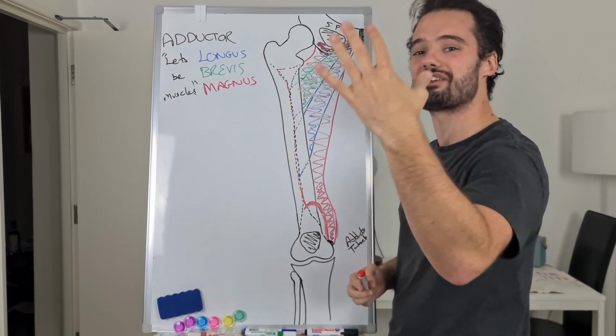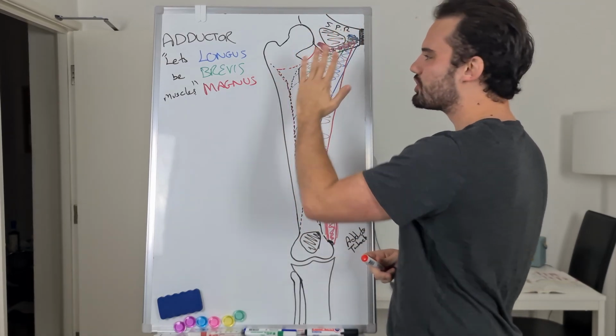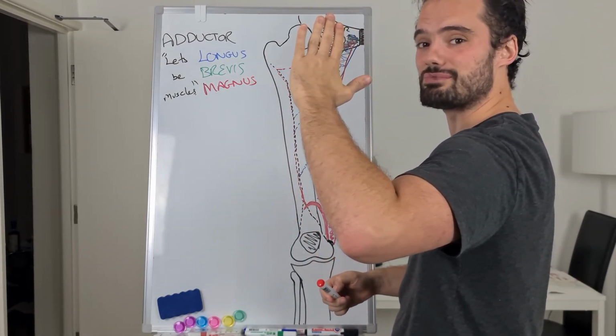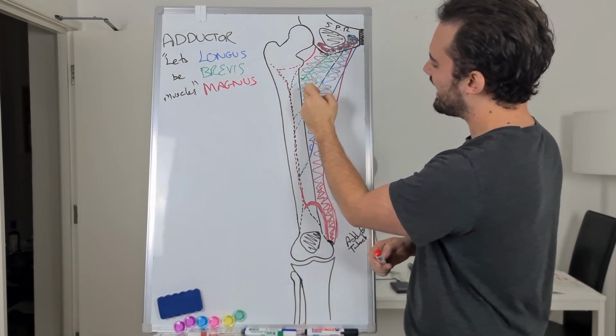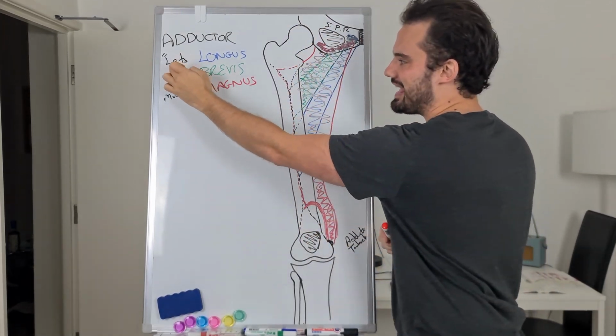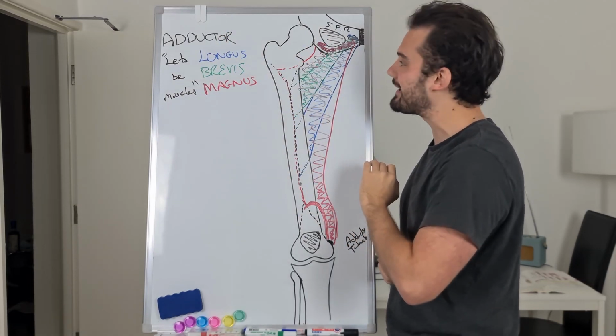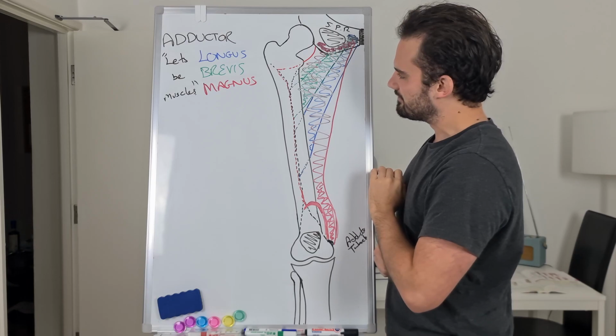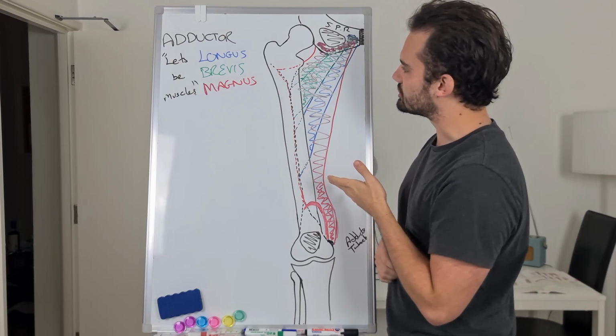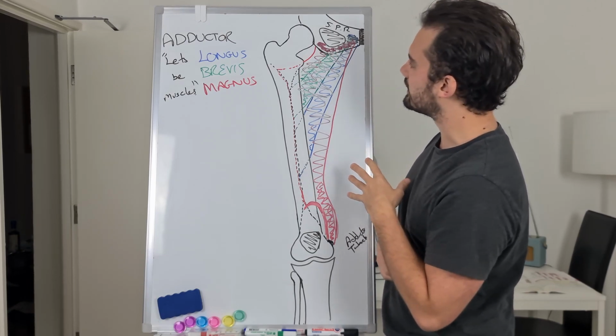If you're looking from anterior to posterior, longus is the most anterior of these muscles, then brevis, and then magnus is actually at the back. Longus, brevis, magnus from front to back. Okay? If you looked at that just as it is, then it makes no sense whatsoever.